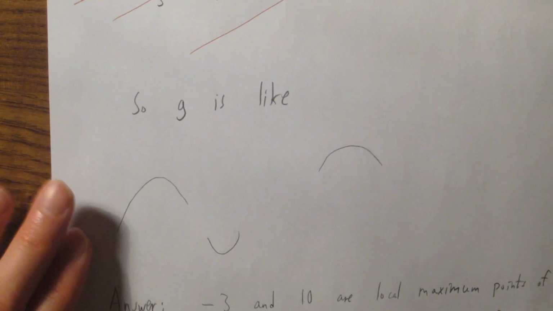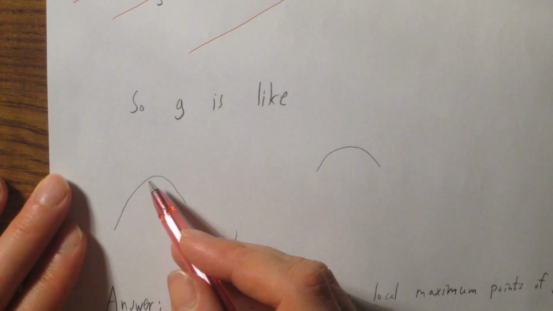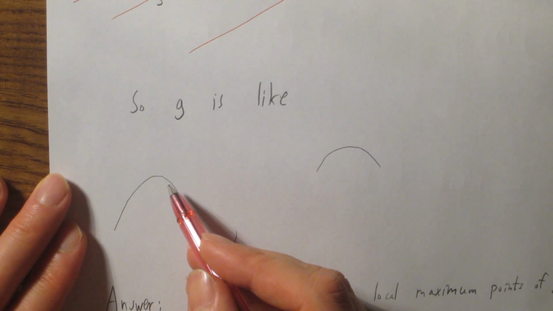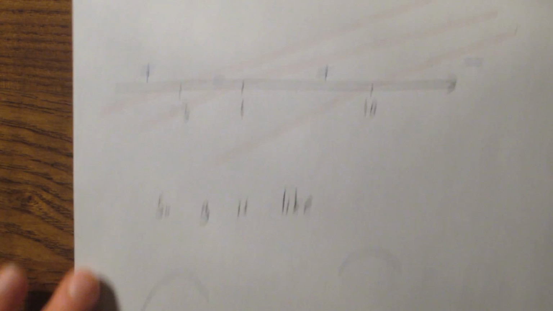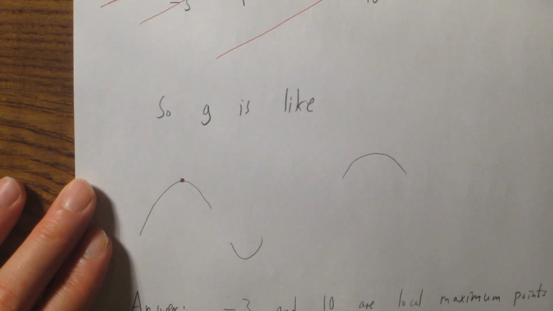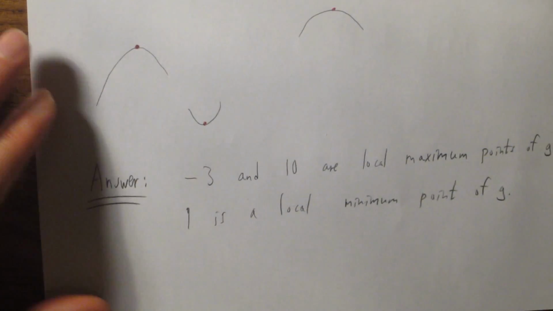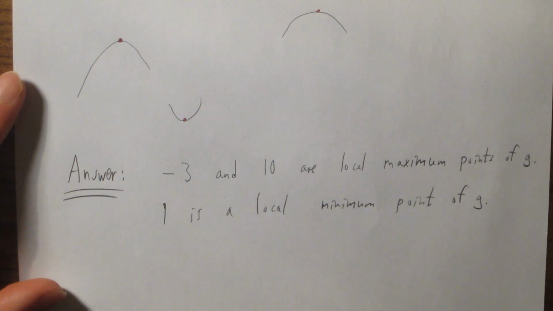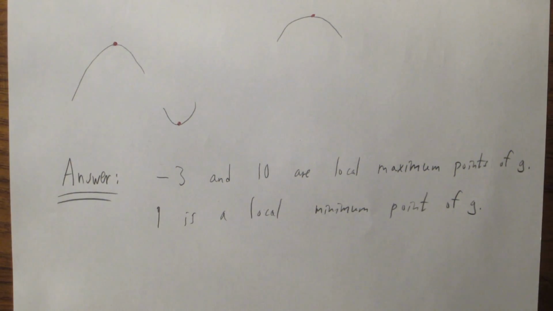So g is going to increase just to the left of minus 3, be flat at minus 3, and be decreasing just to the right of minus 3. So minus 3 will be a local max point. Similarly, 1 is going to be a local min point, and 10 will be a local max point. Finally, please give an answer. Please do that. Thanks.